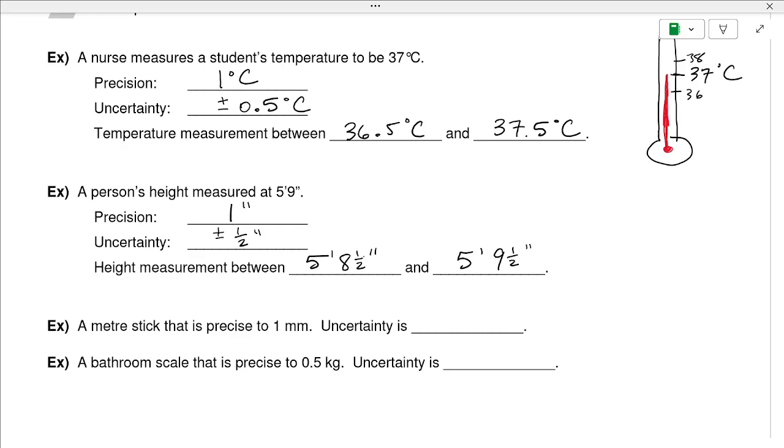We talked about a meter stick yesterday. A meter stick has centimeter markings on it, and then there are 10 little ticks between the centimeters. Those are millimeters. So a meter stick is precise to 1 millimeter, so its uncertainty is plus or minus 1/2 a millimeter.